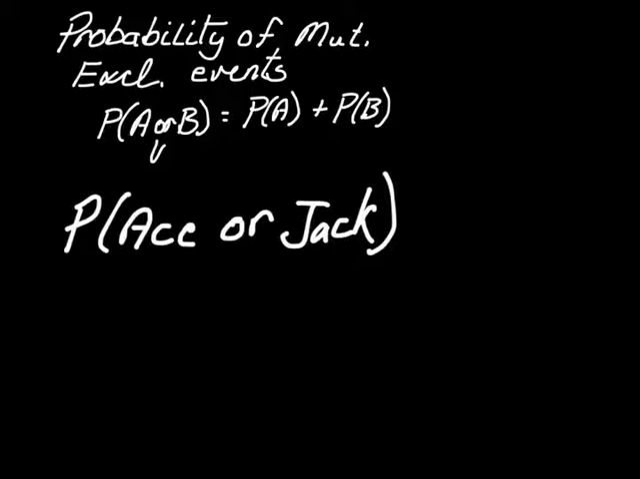So the first example we want to do is, given a deck of cards, we want to find the probability of drawing an ace or a jack. Once I say the word or, then I have to think about things being mutually exclusive. So is getting an ace included in getting a jack, or is getting a jack included in getting an ace? In other words, do they have anything in common? The answer is no. Jacks and aces do not have anything in common, therefore they're mutually exclusive.